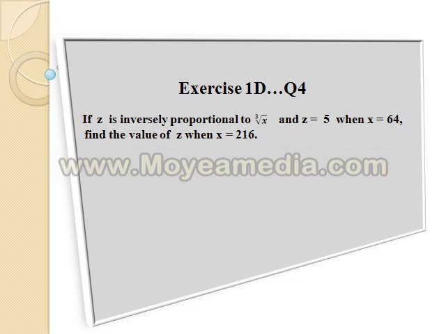In this lecture I took question number 4, which I thought might be a little bit difficult for you. Exercise 1D, question 4, and its statement is: z is inversely proportional to the cube root of x. Then we have to find the value of z when x is 216. You can see one complete pair is there, 5 and 64, which we will use to find the constant of proportionality. Once we have the final equation, we will find the value of z.